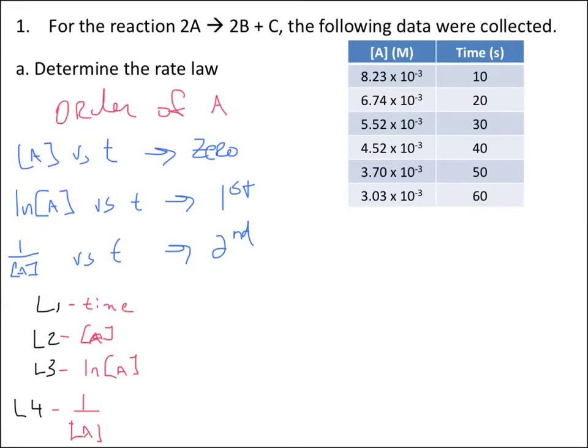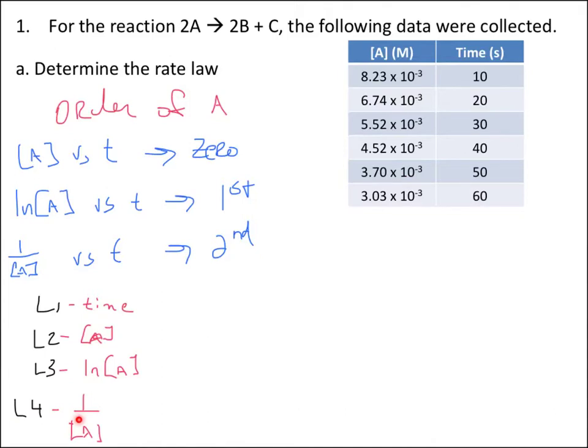All right, so now that I've got my list clear, guys, essentially what I'm going to do is take a look at this concentration and this time. I'm going to stick it into the calculator, and they're always going to be in this order, right? L1 will always be time, L2 will always be concentration, L3 will always be the natural log of concentration, and L4 will always be one over that concentration.